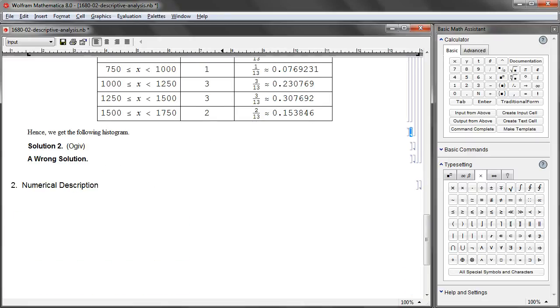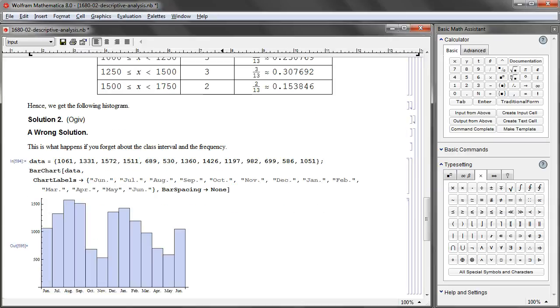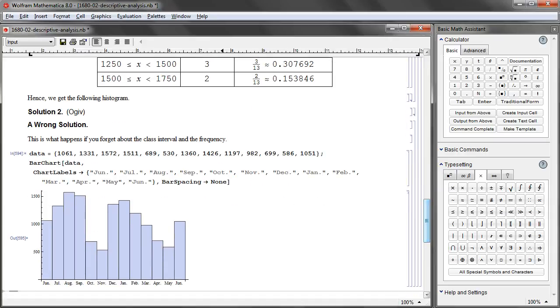Oh, by the way, here is a wrong solution. As a matter of fact, I gave this problem in my 1580 class a number of years ago. And it turned out almost everybody produced a graph like this and consequently ended up with 0 credit. This is not a histogram. This is just a bar graph. Bars are touching each other. That does not mean it's a histogram because it is not a fundamental characteristic. It is really a minor point.